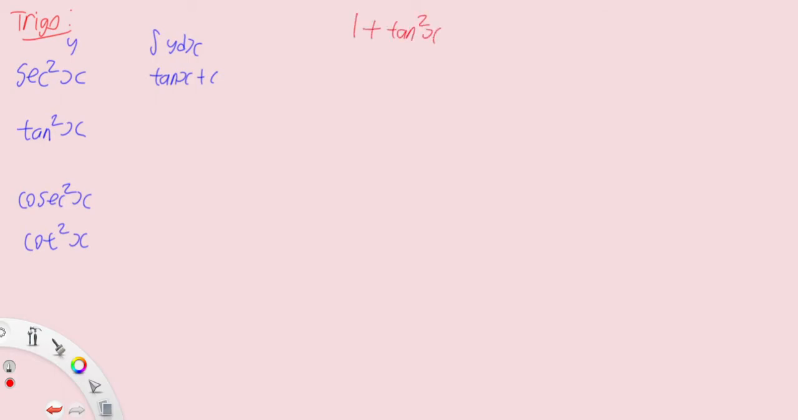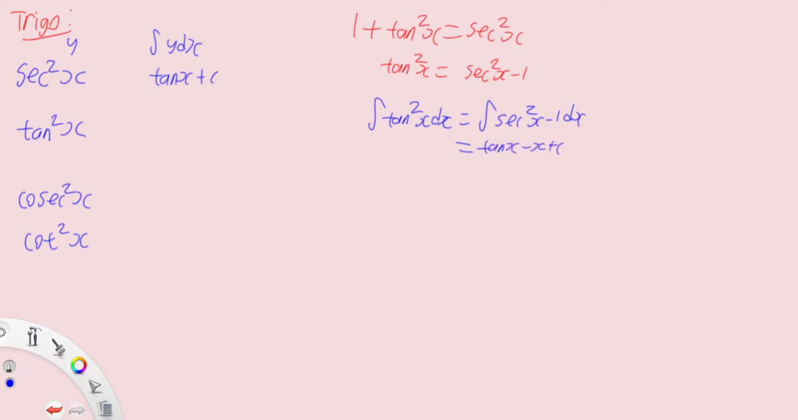So identity relationship, we have 1 plus tangent square x equals secant square x. Then I can express tangent square x equals secant square x minus 1. Then you notice you can integrate secant square x to give you tangent x. You can also integrate minus 1 to give you minus x. As such, we are able to integrate tangent square x. So we integrate tangent square x dx as integrating secant square x minus 1 dx to obtain tangent x minus x plus c. And therefore, the integral of tangent square x is tangent x minus x plus c.